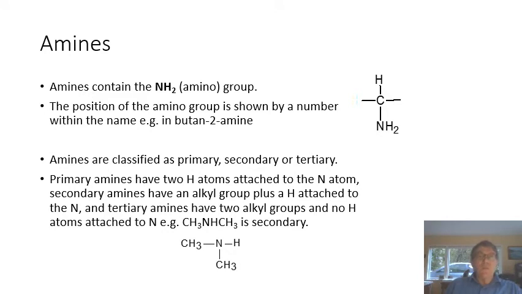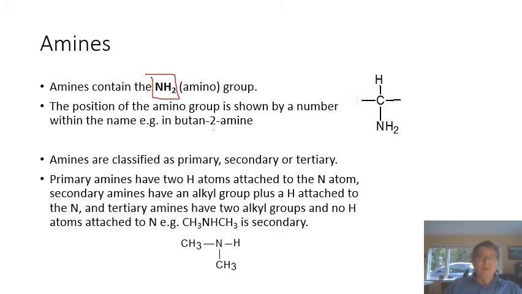Amines. Amines always contain a nitrogen, and if it's a simple amine, it's an NH2 group. The position of the amino group is shown by the number within the name. For example, butane-2-amine means that the amino group is on carbon number 2. Amines can be classified as primary, secondary, and tertiary. Most of the ones we'll be using will be primary.